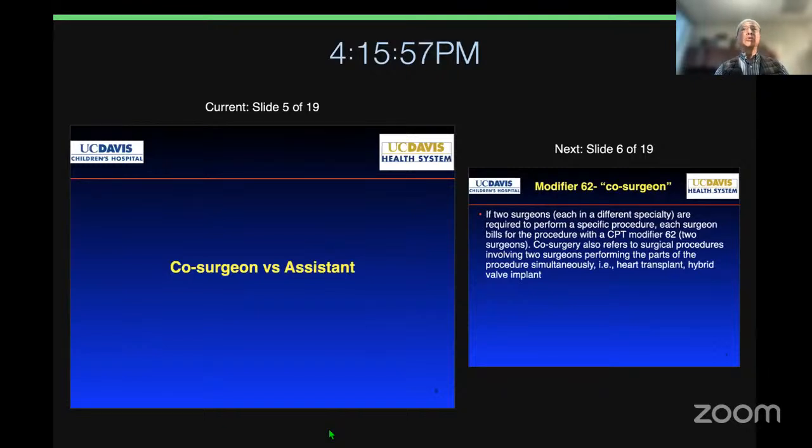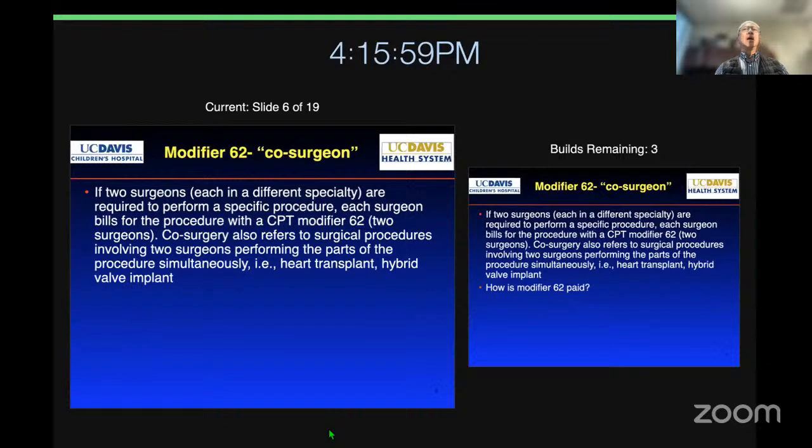Let's talk about co-surgeons versus the assistant. For the co-surgeon code, this is the modifier 62. And basically, it describes 2 surgeons. In this case, one could be an interventionist, obviously in different specialties, that are performing a specific different procedure on the same patient in the same procedure time frame. And so therefore, those 2 surgeons can code their particular procedure and use the co-surgeon modifier.